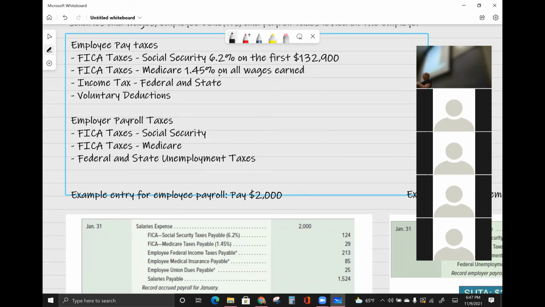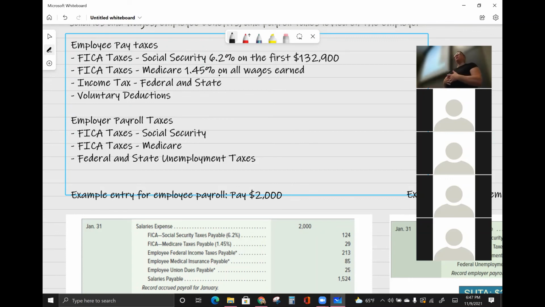The employer has to pay, let's say it's AFLAC. Let's say I have all my little extra benefits through AFLAC with my company. So when I'm holding that stuff out, I have to pay AFLAC. I'm getting a bill and I'm going to pay them, but I'm withholding it out of your paycheck.